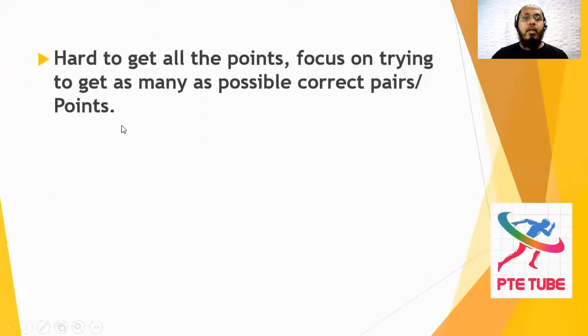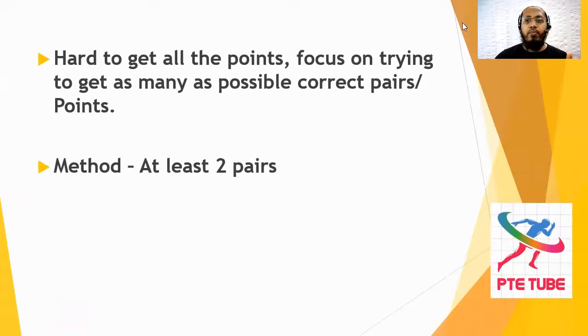Yeah, in this particular task, it is very hard for us to get all of the points. So our focus should be trying our best, figuring things out and framing correct pairs as many as possible. How do we deal with this situation? This is very confusing. We have a time constraint. Time is very limited. Within the given time, we are supposed to reframe things and reorder them in the correct order.